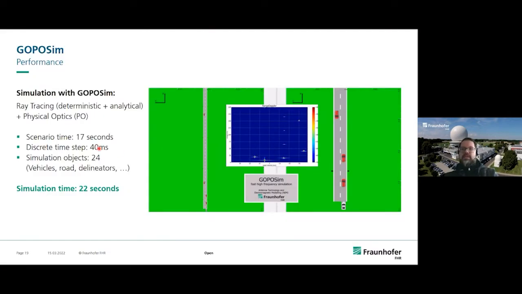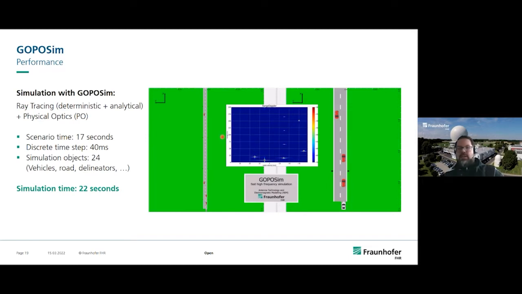If we look into the details, the scenario time was 17 seconds. We discretized this into 40 milliseconds time steps, so quite a lot of single time steps we simulated here, and we had in total 24 simulation objects. These were vehicles, a road, these delineators, and so on. And for each, there is a CAD model which is included in the simulation. The simulation time in total was 22 seconds. So we are very close to real-time operation here. A very fast simulation for such a complex electromagnetic simulation.